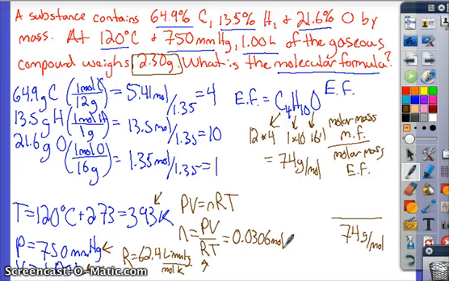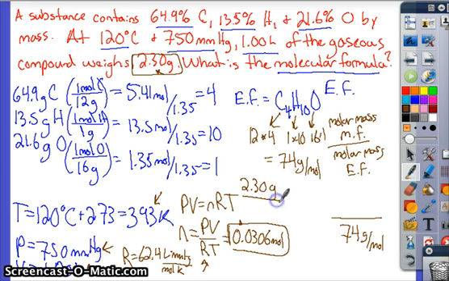What we want to do now is find the molar mass of our molecular formula, the molar mass of our substance. To find it, we're going to divide the number of grams we have of our substance by the number of moles. So we take the 2.30 grams divided by the 0.0306 moles, and we get the molar mass of our actual substance, which is the molar mass of the molecular formula. And that's roughly equivalent to 75.2 grams per mole.